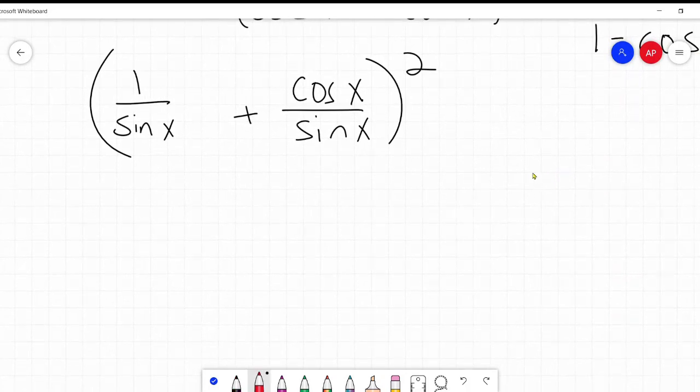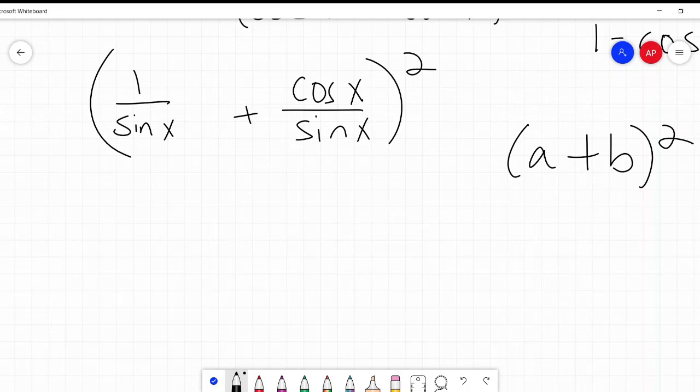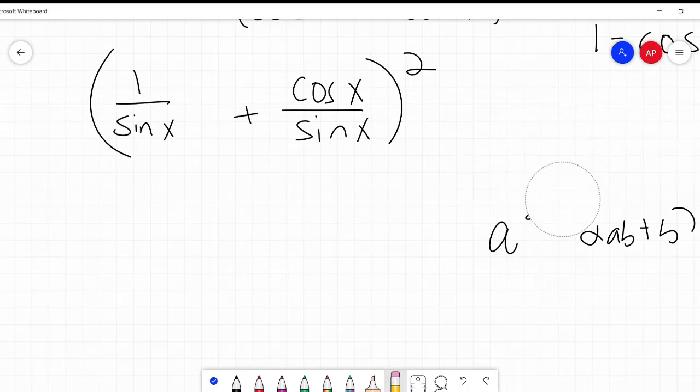Now, sometimes some books will say, oh, this is where we need to do (a plus b) squared, so that's a squared plus 2ab plus b squared, and I need to multiply this out. Nope, that's not, I think, the best way forward. Here's what I think is the best way forward.